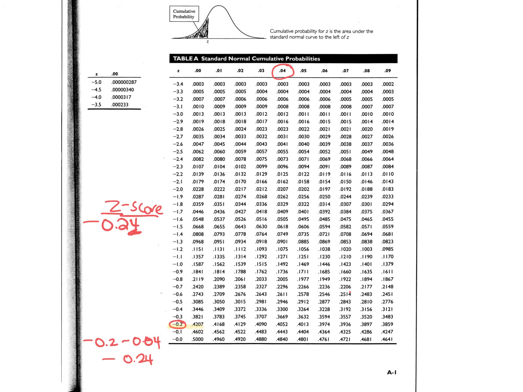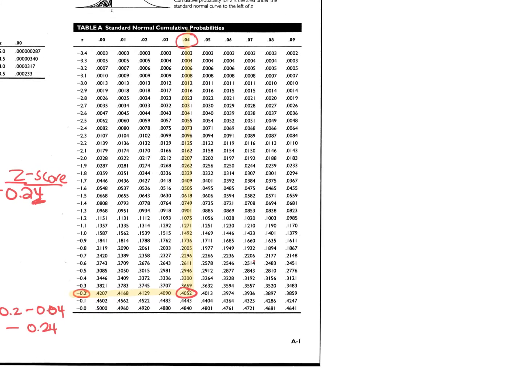So I'm going to go across the row at negative 0.2, and come down the column at 0.04. And we can see that the cumulative area to the left of a z-score of negative 0.24 is 0.4052, which is 40.52%. Now to put this in perspective on a distribution, I'm going to draw my bell curve here.